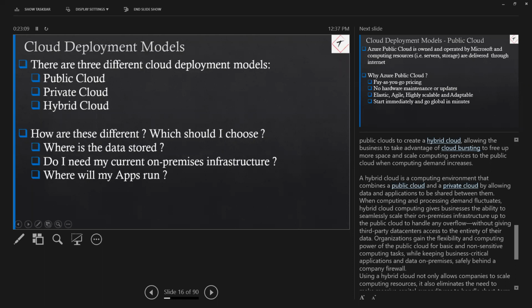So it totally depends on what your current on-premise infrastructure facility is, where your data is stored, where you want your data to be stored, and where your app is running, or where you want your app to run, which would be more efficient for you. So these are the little things you need to keep in mind when choosing different types of cloud deployment.